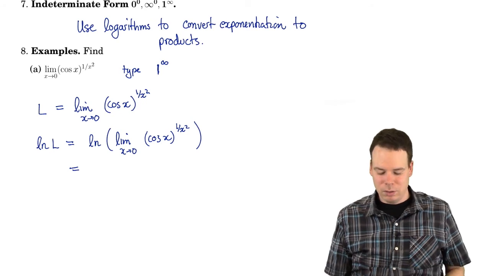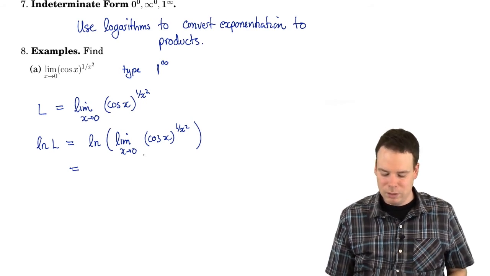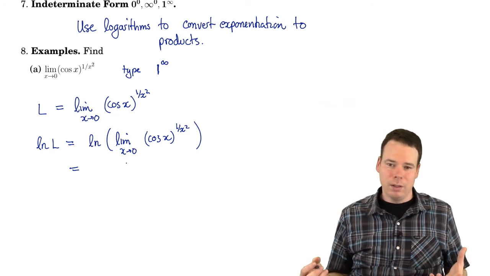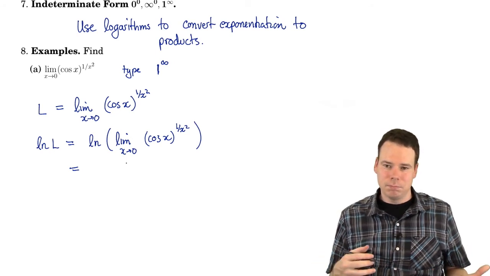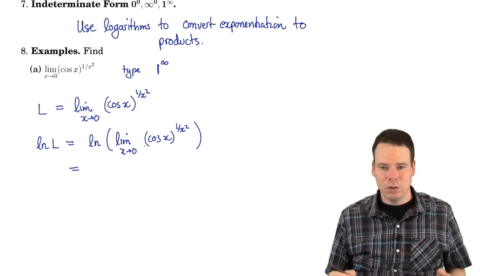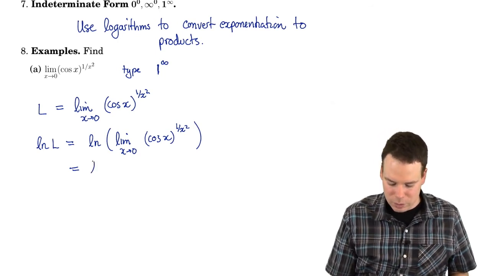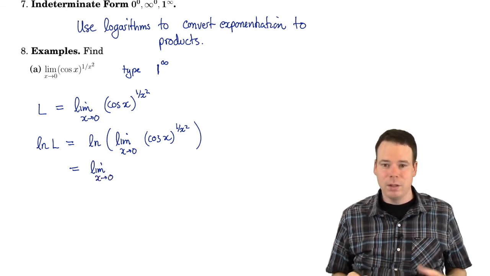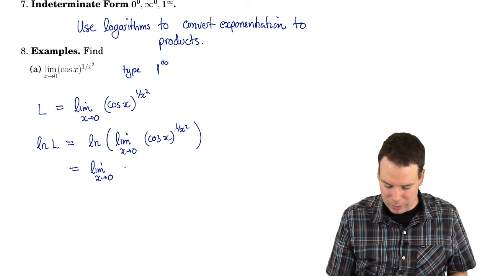Well, that really depends on whether the logarithm is continuous at the value of this limit. Now, we don't know the value of the limit, but the logarithm is continuous on its domain, so if this limit is in its domain, then we can certainly switch them. So we're going to switch them, and we'll see in the end that the value of the limit is actually within the domain, so this step will be justified at that point.